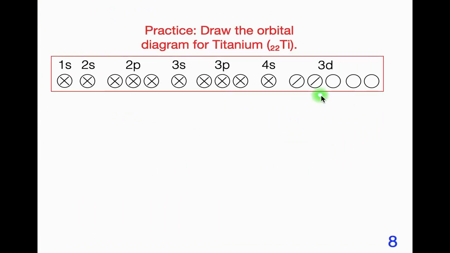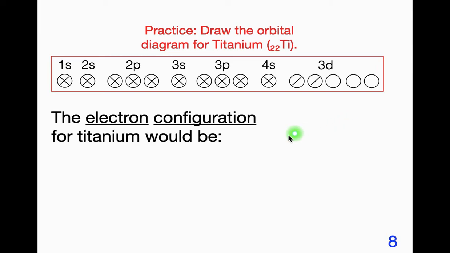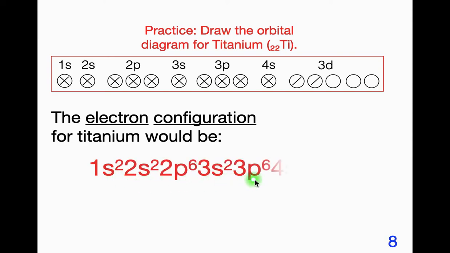Okay, now this, I'm just repeating what we just did, is a pain to draw, of course. A simpler way to do it, the more common way to do it, is called electron configurations. So the electron configuration for titanium would be 1s2, 2s2, 2p6, 3s2, 3p6, 4s2, 3d2. And this means exactly the same thing as the orbital diagram.